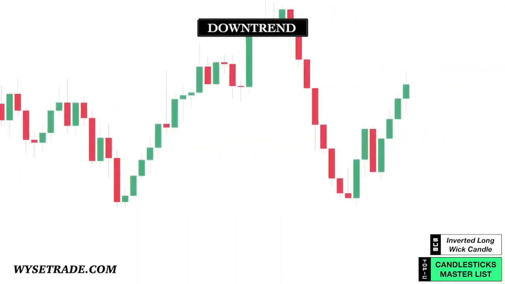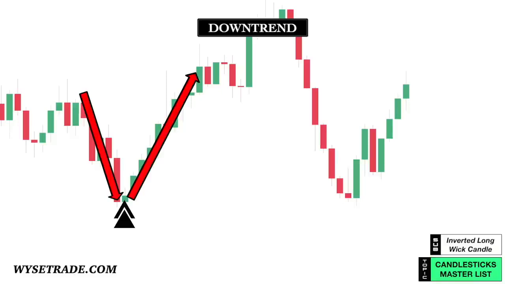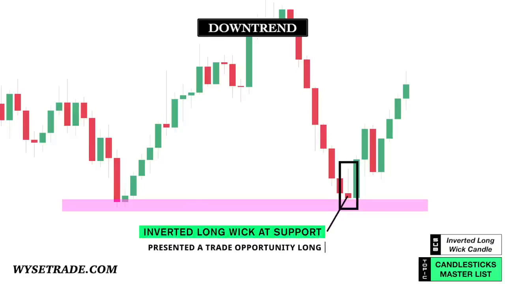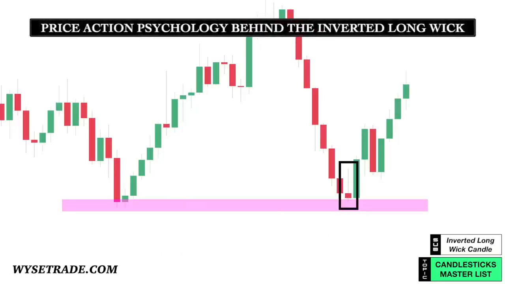In a downtrend, price came down, hit and reversed, giving you a key level of support. As price came back down, you had the inverted long wick candle form right at the key level of support, which presented a trade opportunity long. So what is the price action psychology behind this?